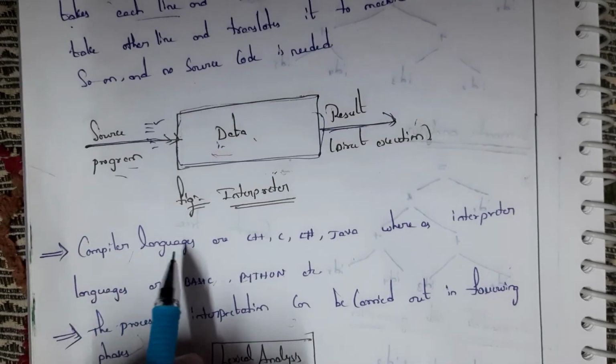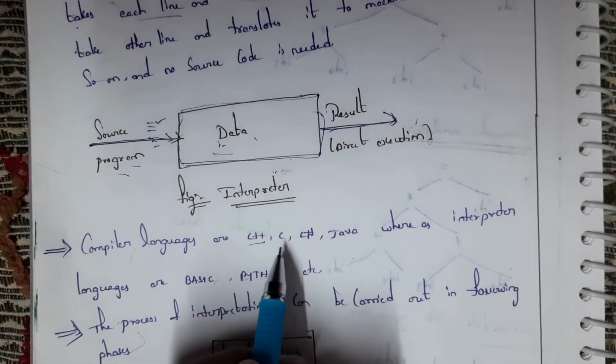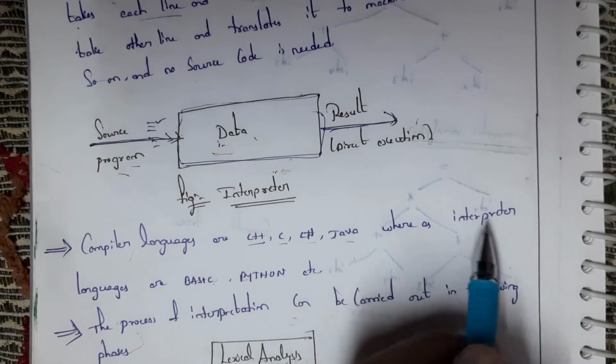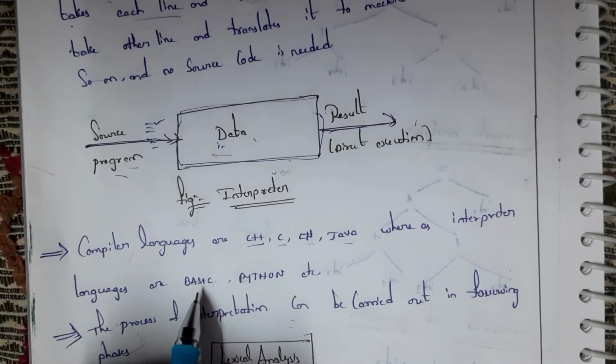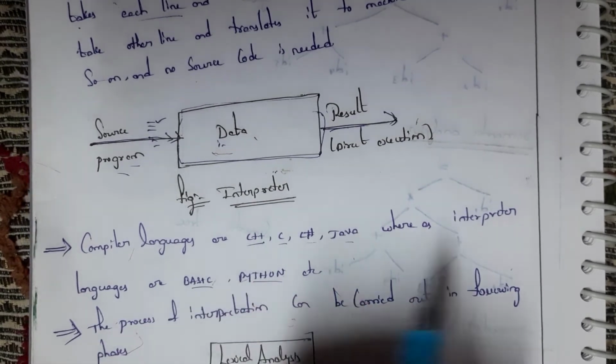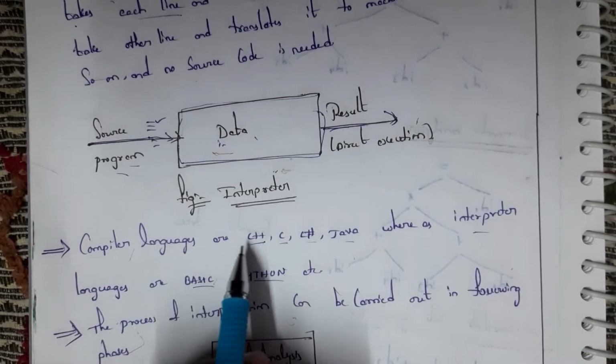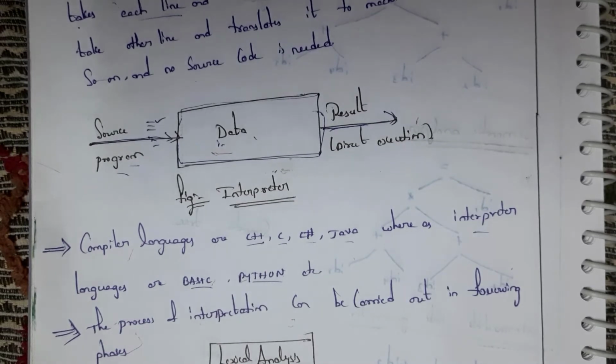Compiler languages are C, C++, C#, Java, whereas interpreter languages are BASIC and Python, which come under interpreter languages. C and C++ come under compiler languages.